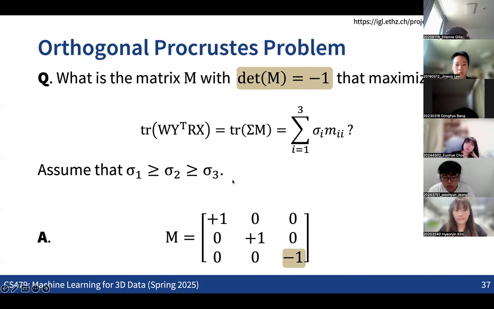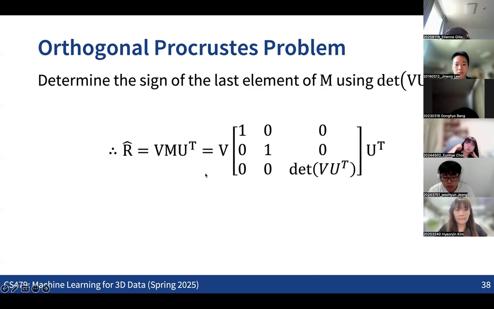So given all of this, the optimal rotation R can be computed by taking the SVD, the V and U matrices, and then computing the final rotation matrix like this. We are deciding the sign of the last element based on the determinant of the multiplication of these two. So this becomes the final optimal rotation.